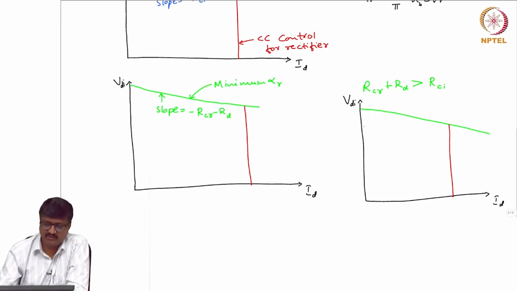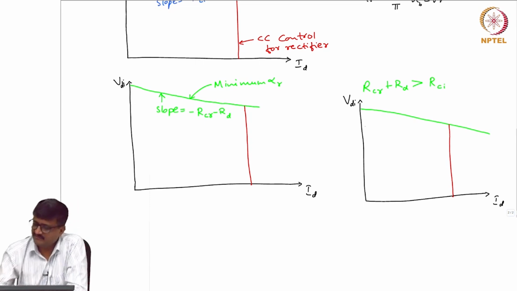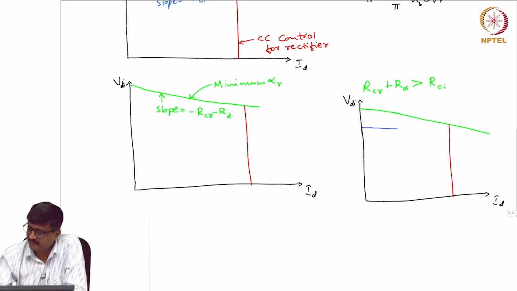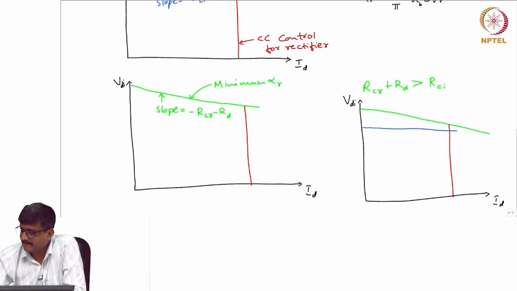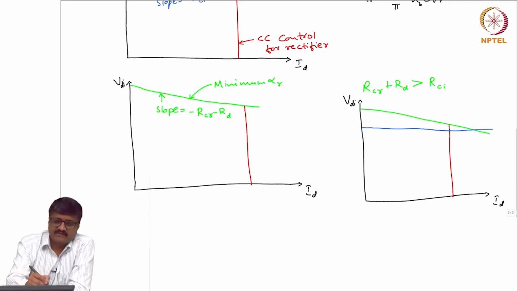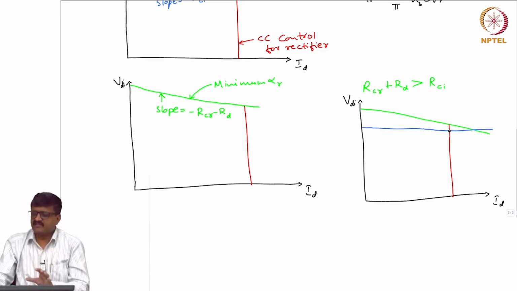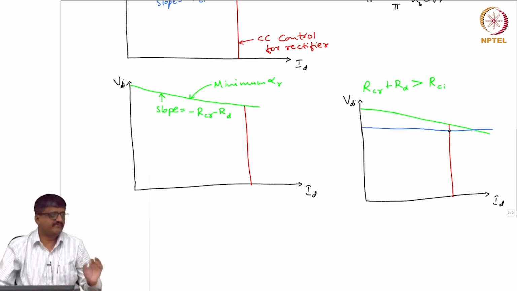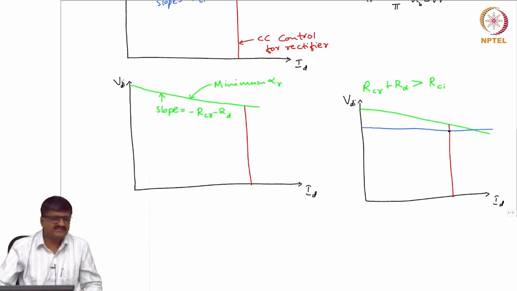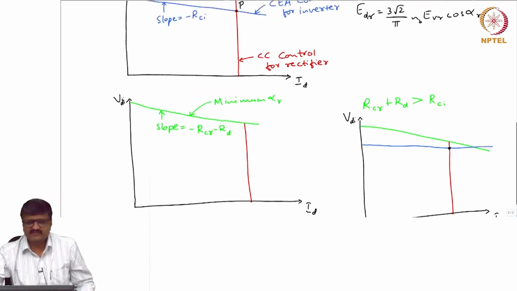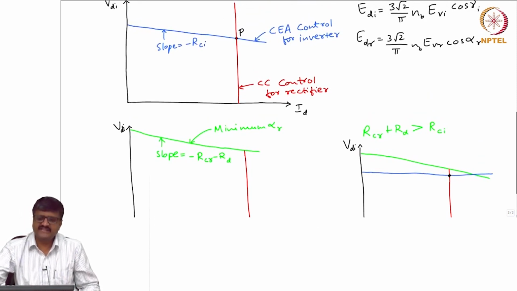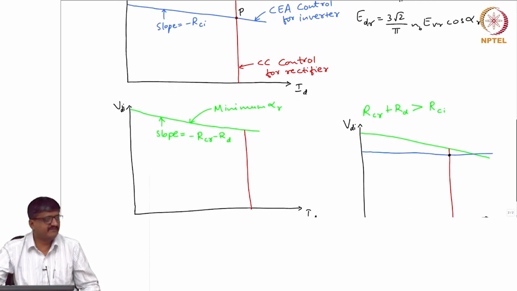Now, there is a CEA control also. CEA control has a slope which is less than the minimum alpha R control. Please note I will be using some fixed colors for the controls. Red means CC control for rectifier, blue means CA control for inverter, green means minimum alpha. I have marked all these things: red for CC control, blue for CA control and green is minimum alpha.